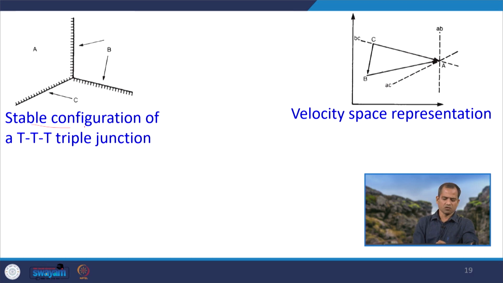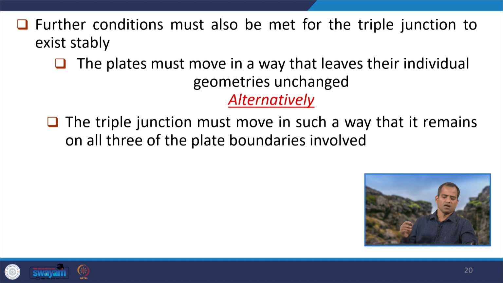So, here is the stable configuration of the triple junction and its velocity space representation. A further condition that must be met for the triple junction to exist stably is that the plates must move in a way that leaves their individual geometries unchanged. Alternatively, the triple junction must move in such a way that it remains on all three of the plate boundaries involved.